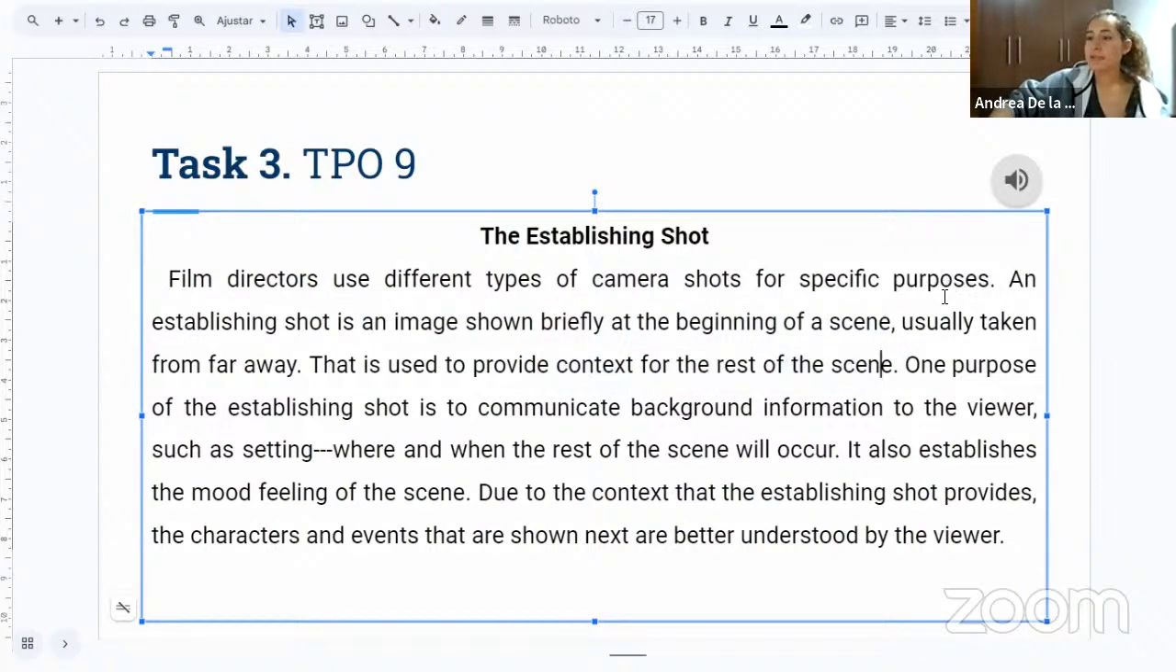So it says here, an establishing shot is, so that is the definition. An establishing shot is a picture, an image that is shown briefly in the beginning of a scene that gives context for the rest of the scene, right? So it communicates background information about the setting, where the rest of the scene will occur, the mood of the scene and stuff. But the important thing is that it's an image shown in the beginning of a scene that gives context about the scene. So based on that, you have to pay attention and try to understand better the example.